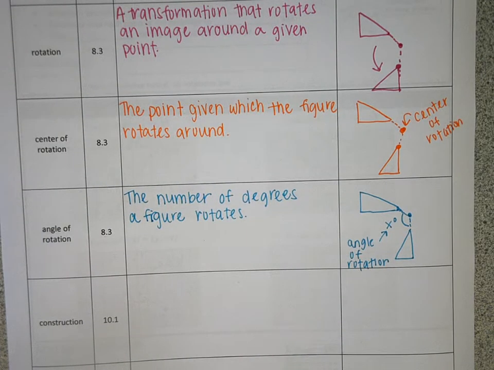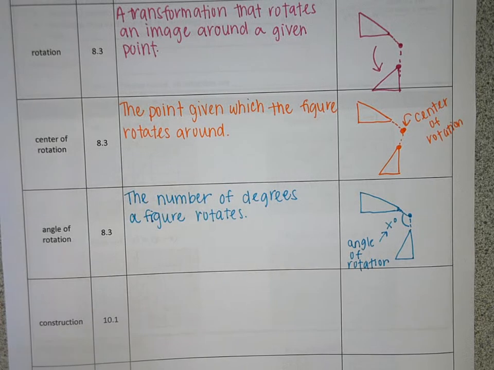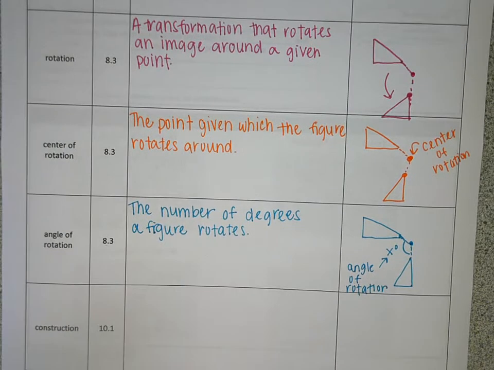For our purposes, we are only going to be rotating in increments of 90 degrees. So we will rotate shapes 90 degrees. We will rotate them 180 degrees. We will rotate them 270 degrees. And I guess we could rotate them 360 degrees, but that's just back where you started, right? So for ease, we're only going to rotate 90, 180, and 270, and mostly around the origin.